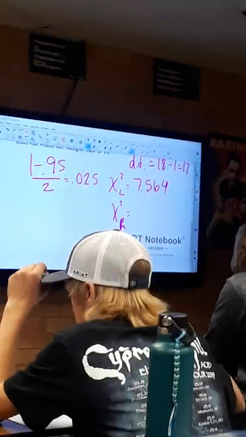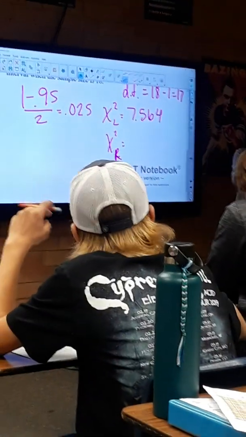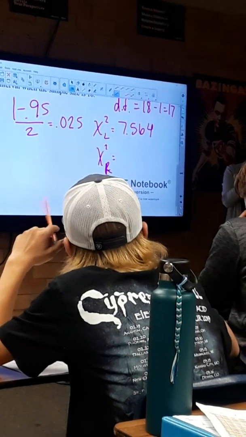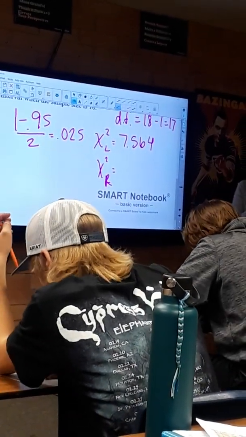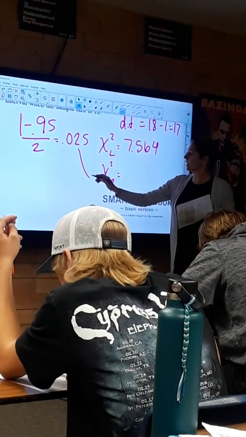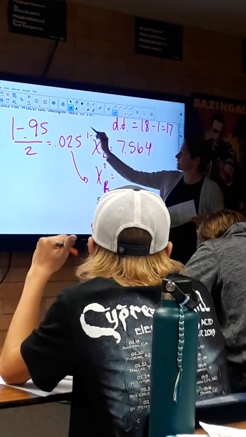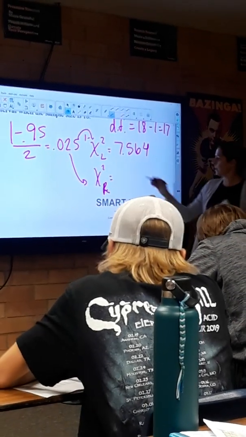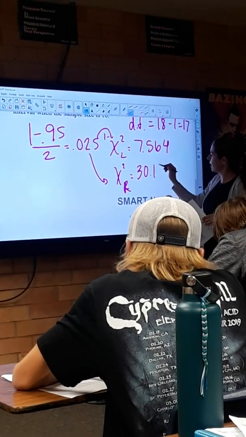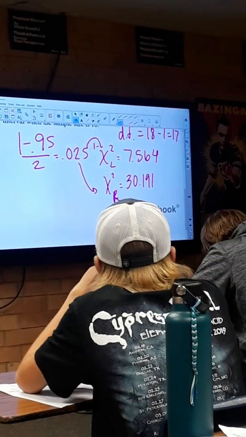Now, in order to find the right, you keep going over on 17 to 0.025. So this one goes here, and 1 minus this goes here. And what do you get? 30.191. And this is how you find your two values.